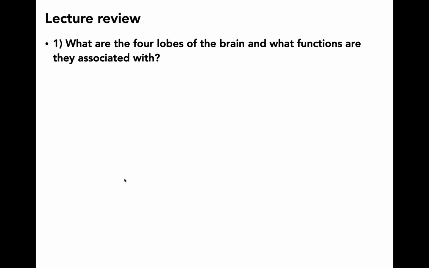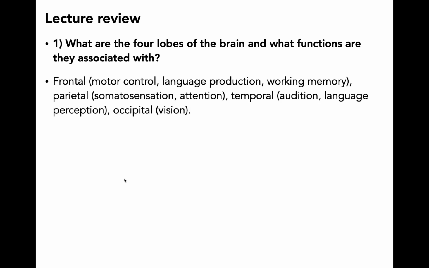So it was a very quick overview of basic neural anatomy and some neuroscience that you'll need to know for this course. And so we'll do the lecture review and quiz. What are the four lobes of the brain and what functions are they associated with? And again, I would recommend that you pause the video, jot down your answer, and then press play again. So what are the four lobes of the brain and what functions are they associated with?